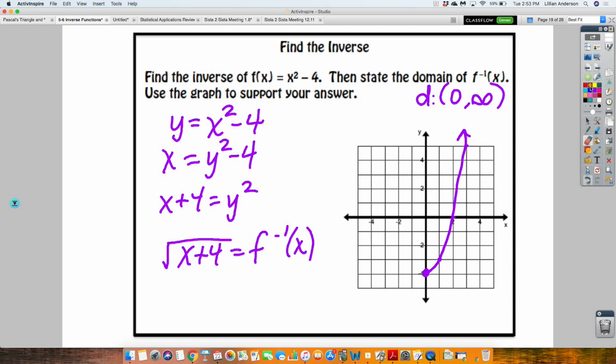Like you shouldn't even be doing that. If there's no inverse, then you shouldn't even be finding the inverse. So that's why it's always kind of good to have an idea of what these graphs look like. So for a quadratic, you're going to have to restrict the domain. I would suggest a graph.